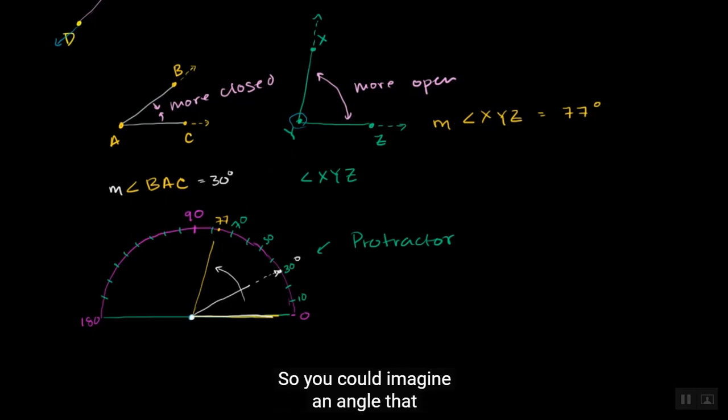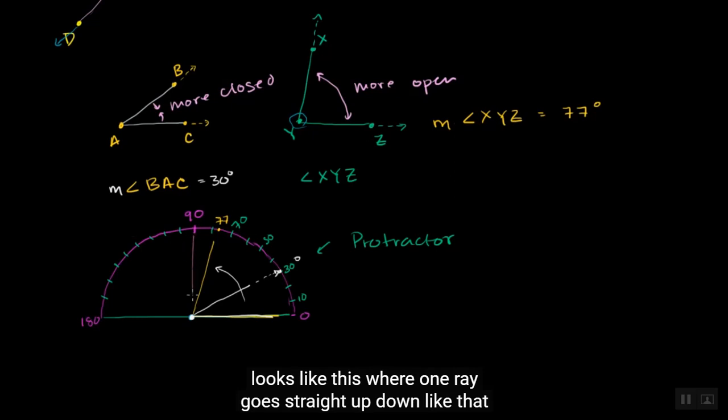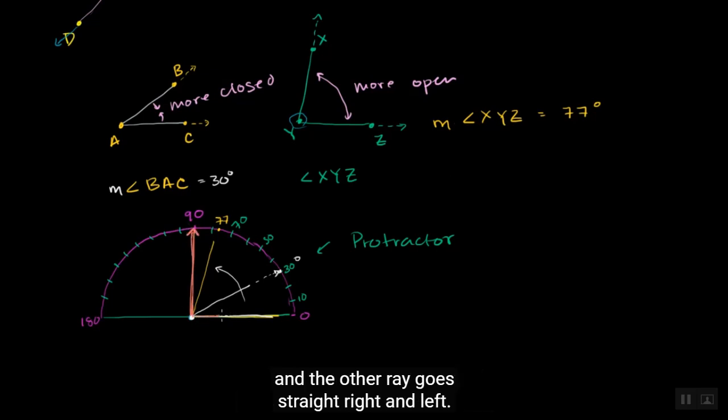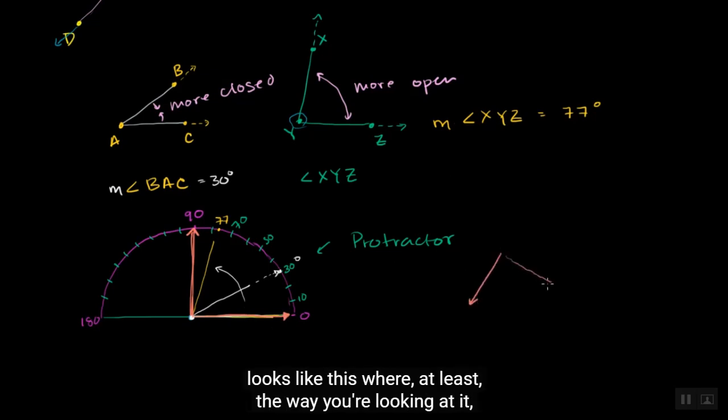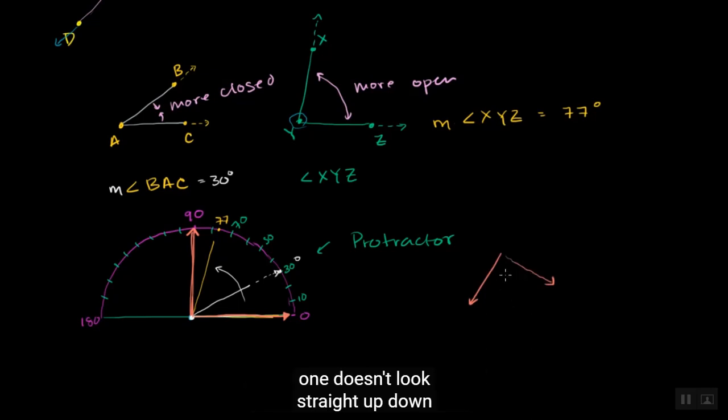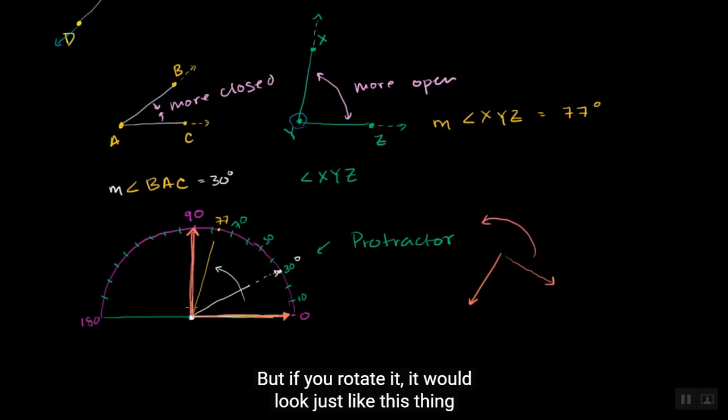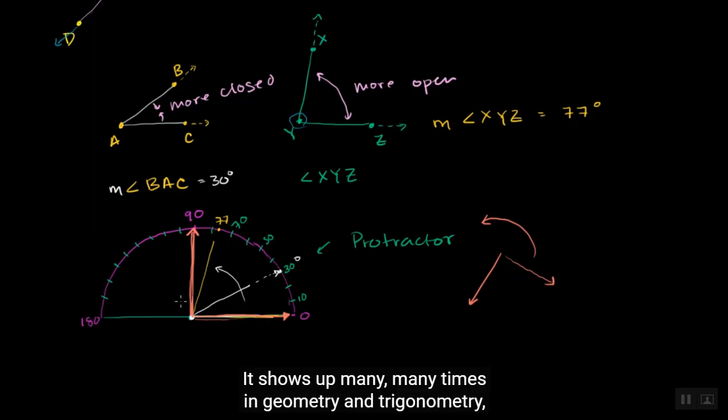So you could imagine an angle that looks like this, where one ray goes straight up down like that, and the other ray goes straight right left. Or you could imagine something like an angle that looks like this, where at least the way you're looking at it, one doesn't look straight up down, or one doesn't look straight right left, but if you rotate it, it would look just like this thing right over here, where one is going straight up and down, and one is going straight right and left. And you can see from our measure right over here that gives us a 90 degree angle, which is a very interesting angle. It shows up many times in geometry and trigonometry.